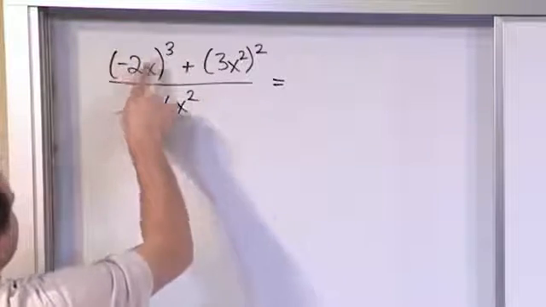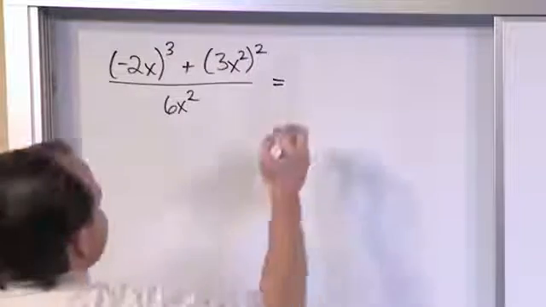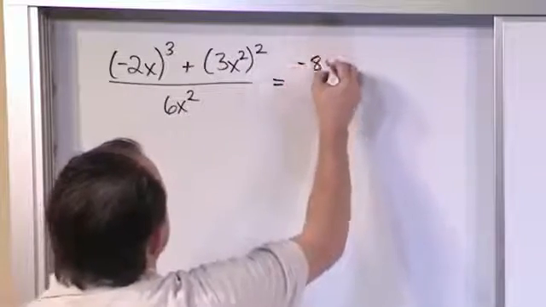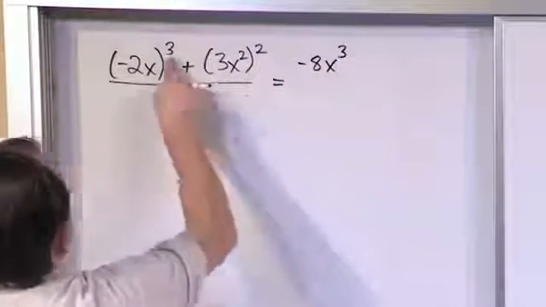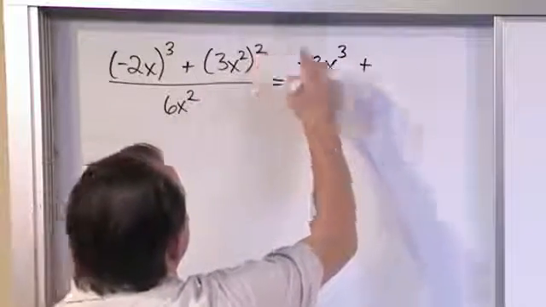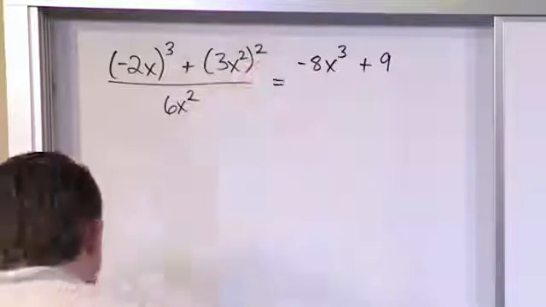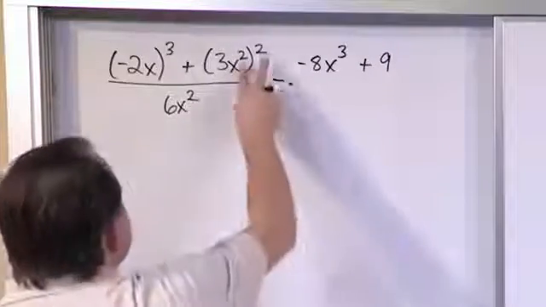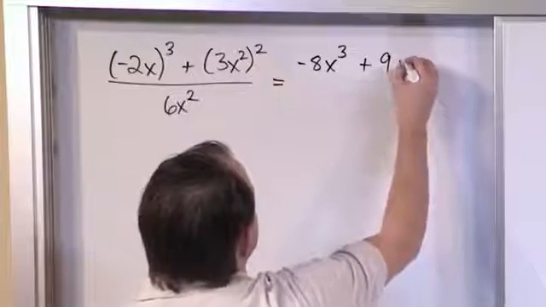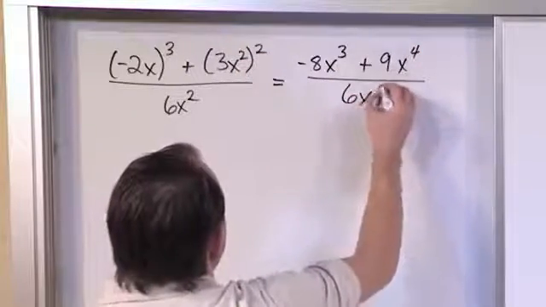So negative 2 raised to the third power is negative 2 times negative 2 times negative 2. So you're going to get negative 8x cubed, because this is going to go in like this, plus over here 3 squared, 3 times 3 is 9, and then x squared squared, you multiply the exponents. 2 times 2 is 4, so x to the fourth power. And on the bottom, you'll have 6x squared.